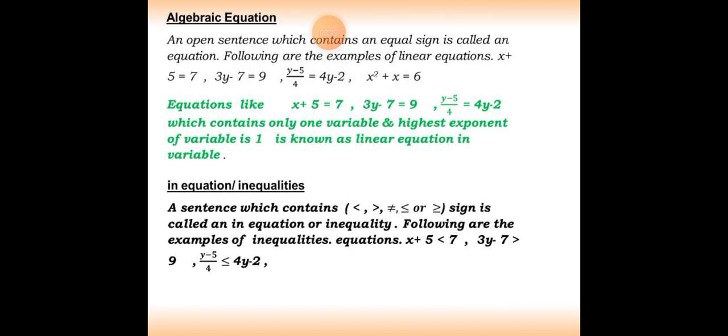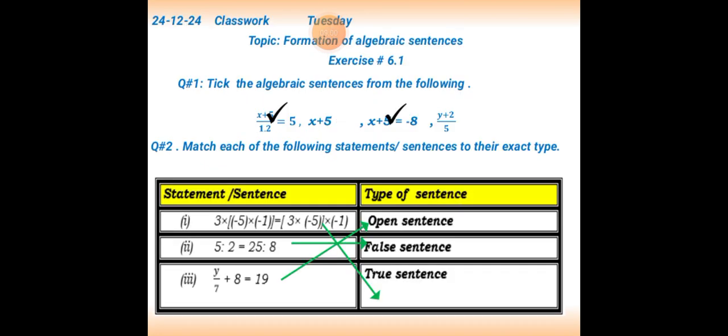In inequations or inequalities, a sentence which contains the signs greater than, less than, not equal to, greater than or equal to, or less than or equal to is called an inequation or inequality. Following are examples of inequalities: x plus 5 is greater than 7, 3y minus 7 is smaller than 9, (y minus 5) divided by 4 is greater than or equal to 4y minus 2. So these are the places where inequalities are used.